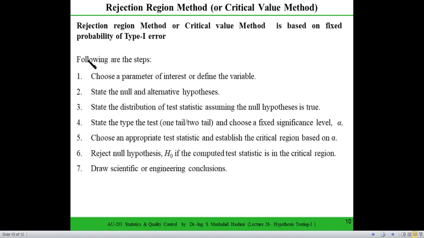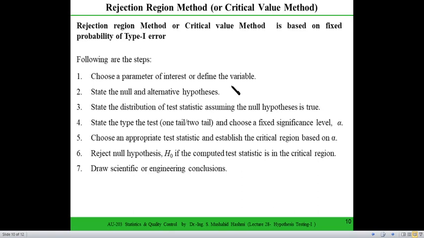So these are the following steps, these 7 steps in order to solve problems with the critical value method, or rejection region method, whatever you call it, which is one of the methods. The second method is the p-value method, which we'll do in the next lecture.